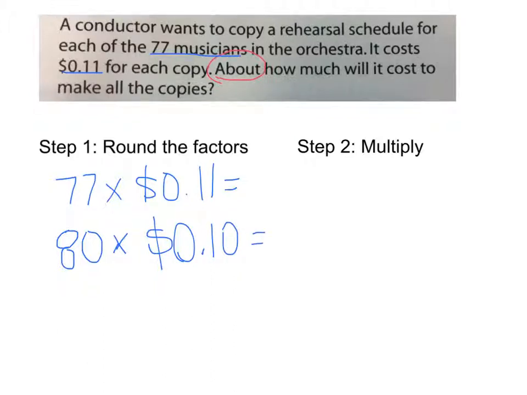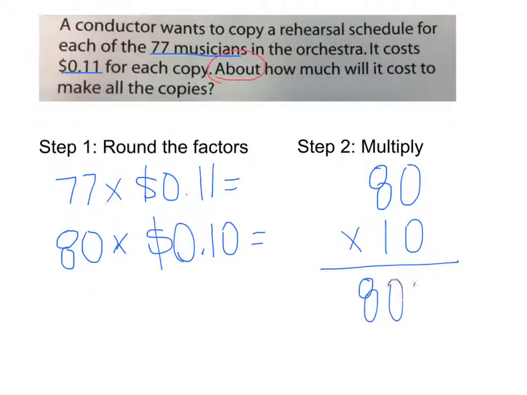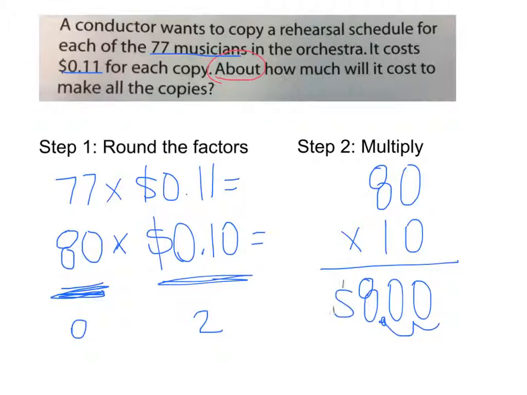Now can we multiply? Okay, remember when we multiply, we ignore the decimal points first. So 80 times 10. And what is 80 times 10? We know this really quickly off the top of our heads. Ria? 800. Now we need to place the decimal point, don't we? So let's look. In this factor, how many numbers are there after the decimal point? 2. In this number, how many are there after the decimal point? 0. What about in this one? In this factor, 2. So how many numbers need to be after the decimal point? 2. So 1, 2. So how much will it cost to make all the copies? Atharva? $8. About $8. Very good.